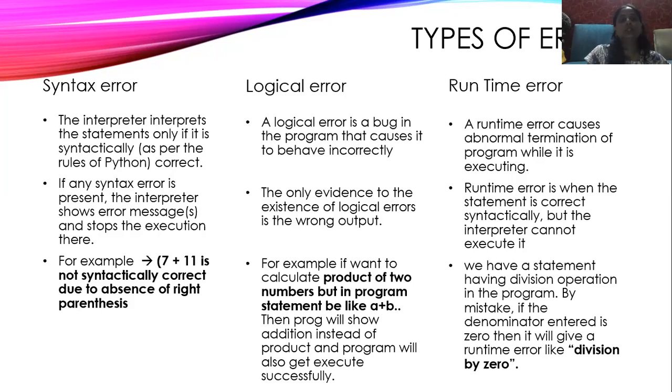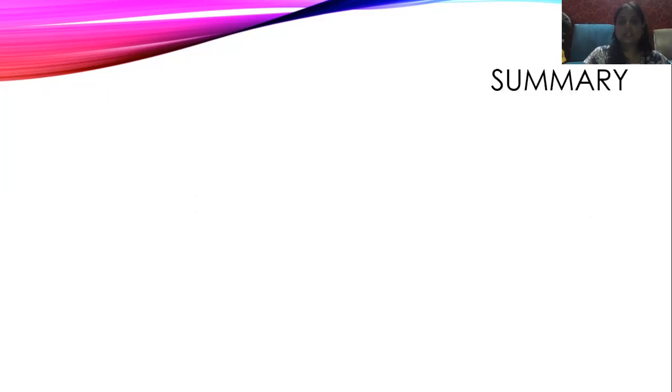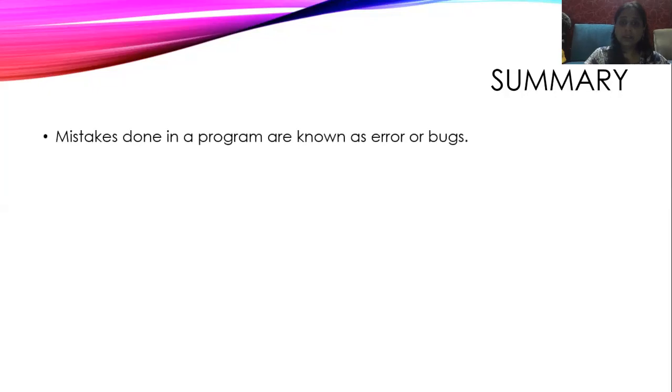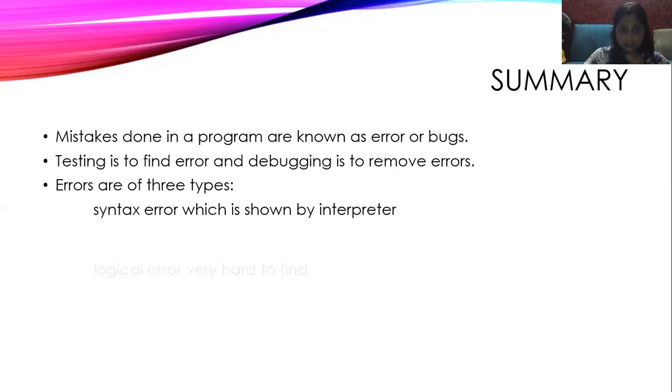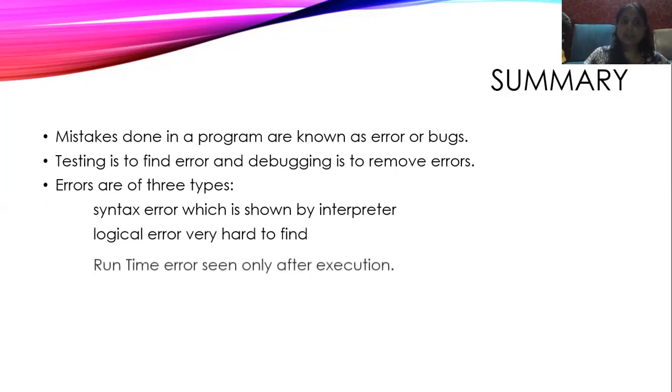So here we see that there are 3 types of errors: syntax errors, which are detected by the interpreter and are easiest to find out; logical errors, which are hardest to find out because we detect them, not the interpreter; and runtime errors, which are detected only after the execution of your program. So let's sum up. Here we learned that mistakes done in a program are known as bugs, testing is to find the errors, and debugging is to remove the errors. Errors are of three types: syntax, logical, and runtime.